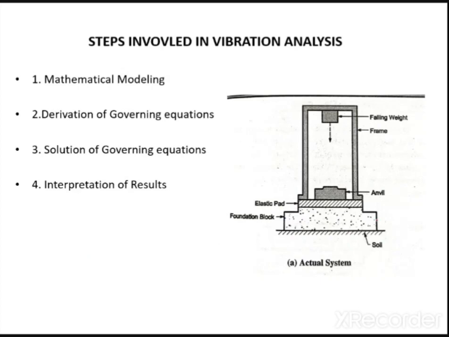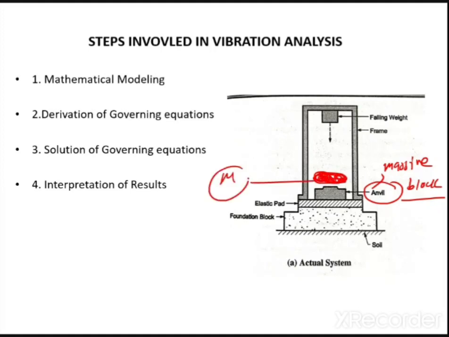Now basically this anvil, you can call it a massive block, right? You might have studied this process. An anvil is a massive block on which material is forced into the desired shape. Here, let us say you have some material, shown in red.